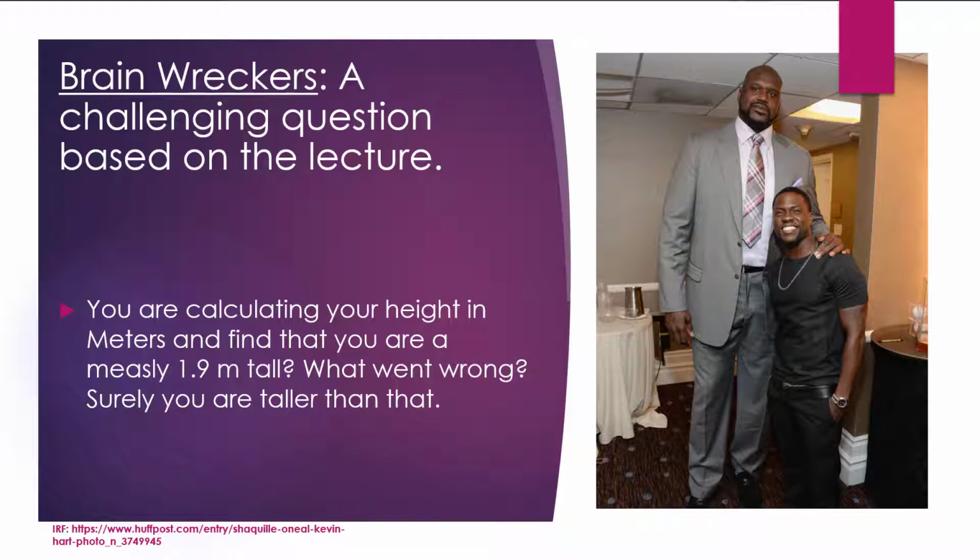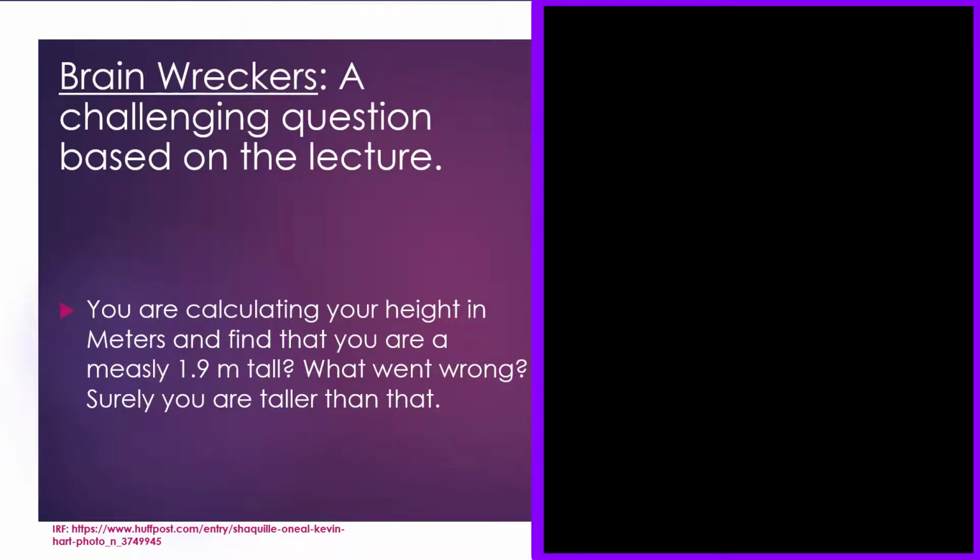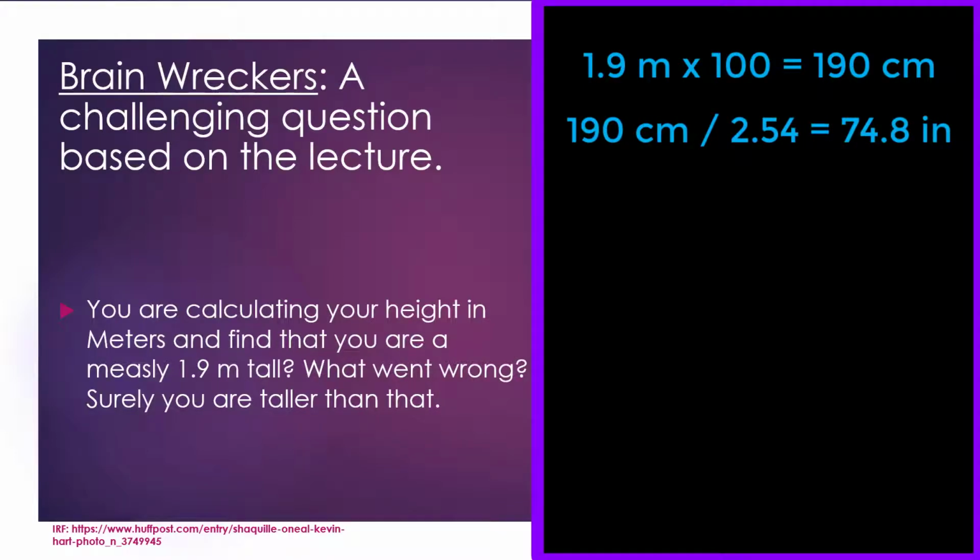However, if we work backwards and convert it into feet and inches, we could see what this actual height would be. The 1.9 seems like it's potentially incorrect. So 1.9 meters would be 190 centimeters. And if we wanted to convert those centimeters to inches, we would take 190 and divide it by 2.54, which would give us 74.8 inches.